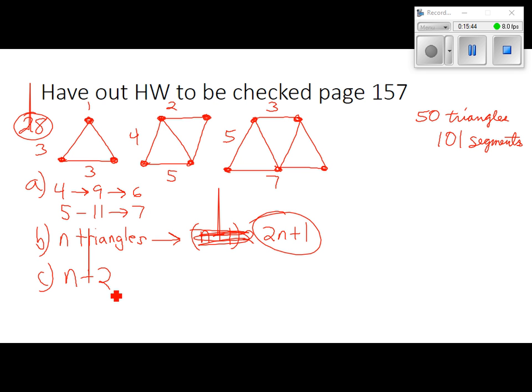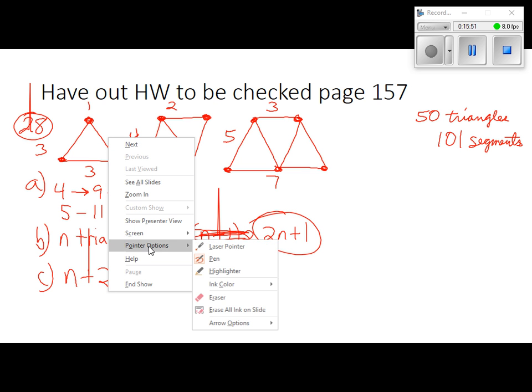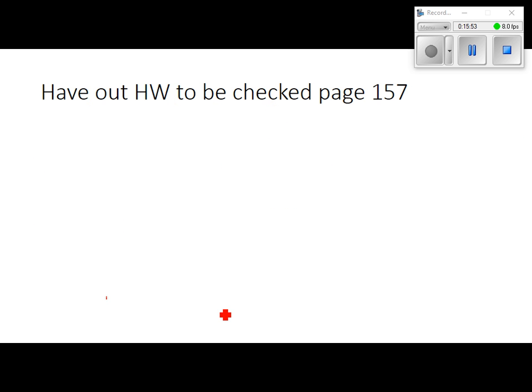Problem 4. 11 over 2, 5, 9 over 2, and 4. They want us to write a conjecture and then find the next term. Let's find the next term first.